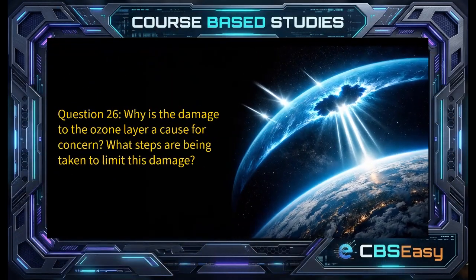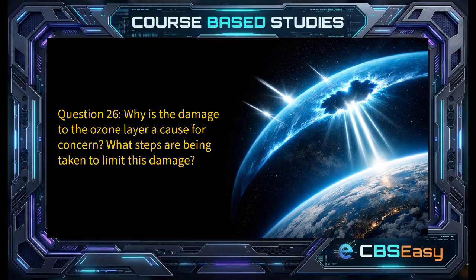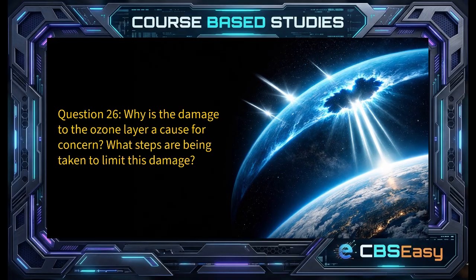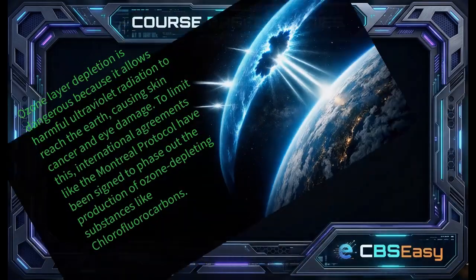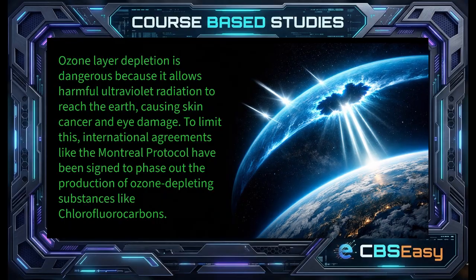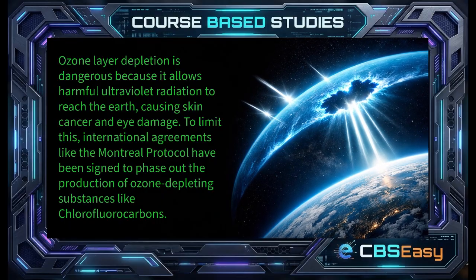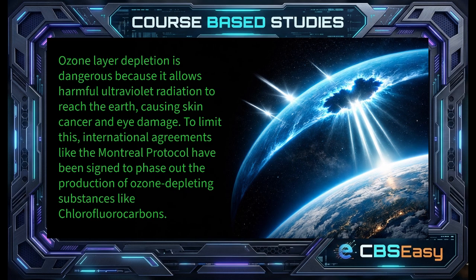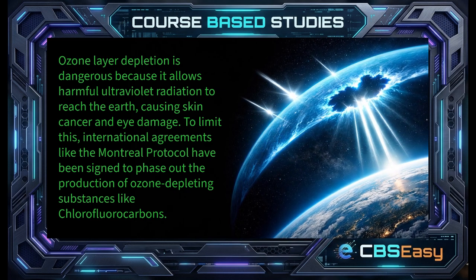Question 26. Why is the damage to the ozone layer a cause for concern? What steps are being taken to limit this damage? Answer. Ozone layer depletion is dangerous because it allows harmful ultraviolet radiation to reach the earth, causing skin cancer and eye damage. To limit this, international agreements like the Montreal Protocol have been signed to phase out the production of ozone-depleting substances like chlorofluorocarbons.